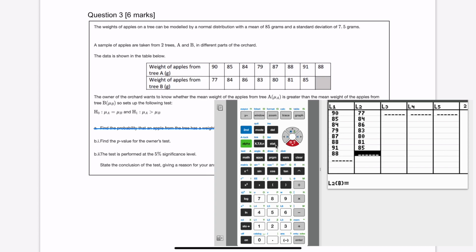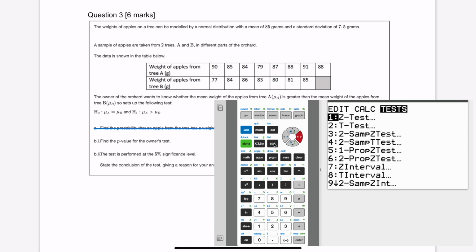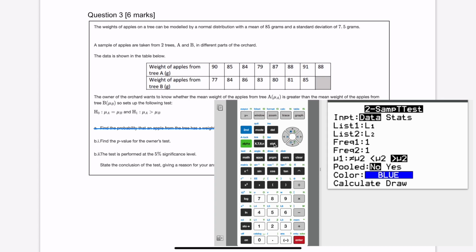So I'm now going to go into statistics and into tests, and it's a 2-sample t-test that I'm interested in, so option 4. My first list of data is in list 1, my second list of data is in list 2. I leave the frequency, and I'm asked to write down what my alternative hypothesis is, and it's that A is bigger than B. So list A, which is the mean of the first one, is bigger than the mean of the second one. So that would be this option here. I always need to take pooled yes, and then I can calculate the information.